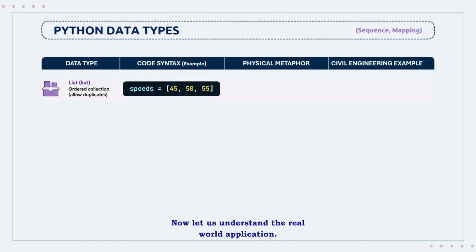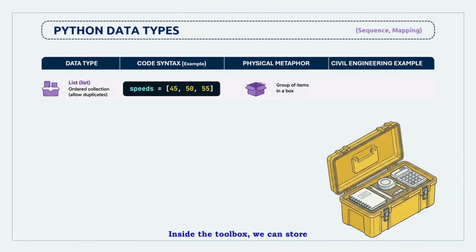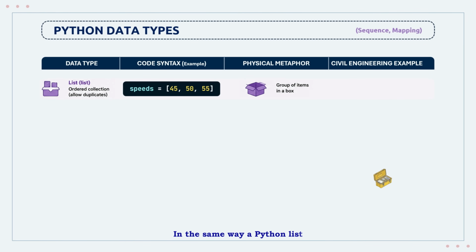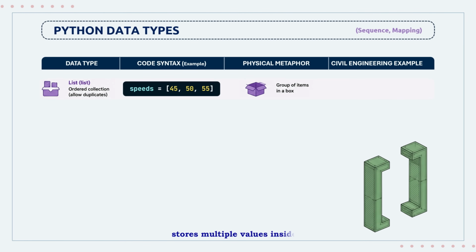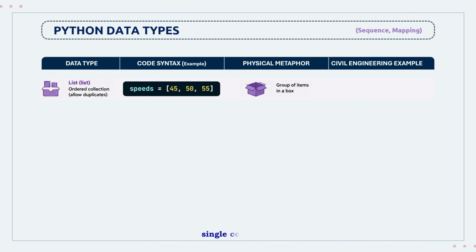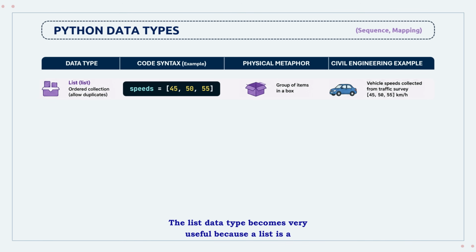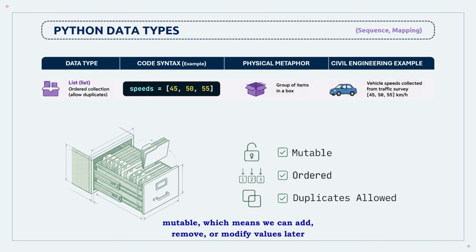Now let us understand the real world application. Think of a Python list like a civil engineering toolbox. Inside the toolbox, we can store multiple items together such as notebooks, measuring tapes, calculators. In the same way, a Python list stores multiple values inside a single container. The list data type becomes very useful because a list is mutable, which means we can add, remove or modify values later.